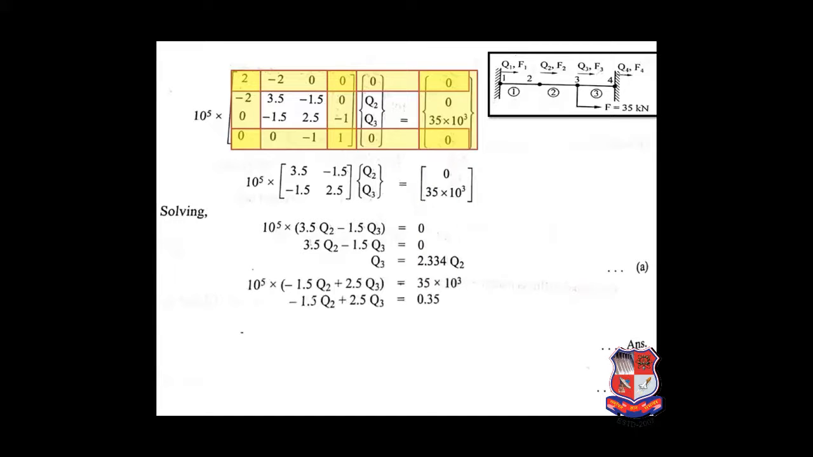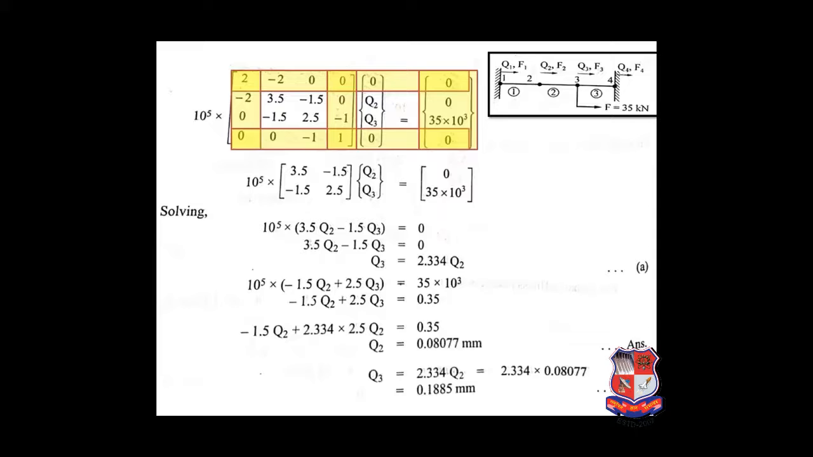Let's see, we apply it in the second formulation, and we get the answer Q2 is equal to 0.08077 mm, as well as Q3 is equal to 0.1885 mm. So this is the displacement at node Q2 and node Q3. Similarly, this formulation we are utilizing for the reaction purpose.